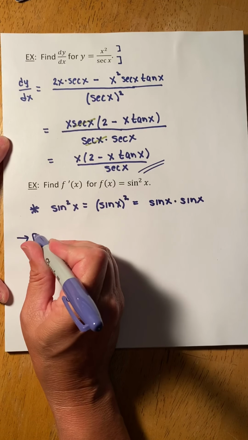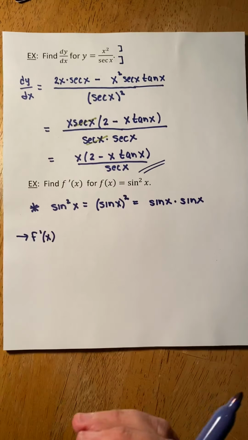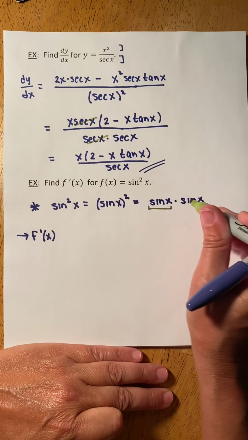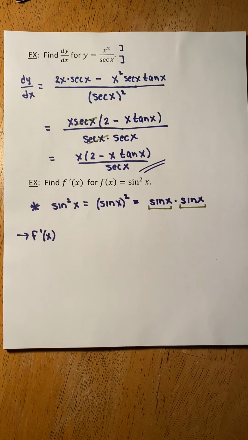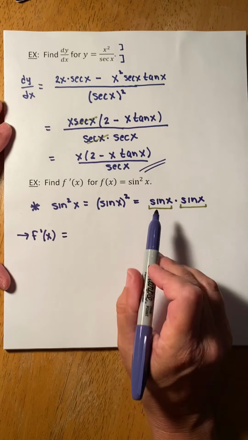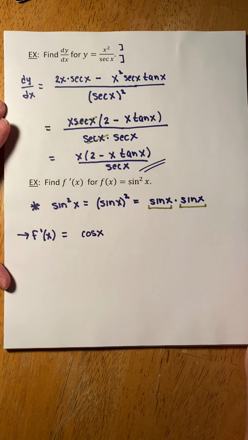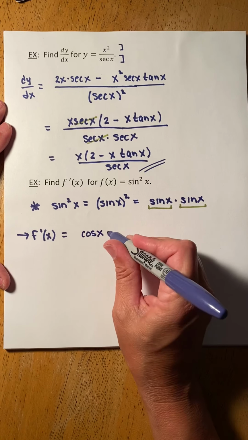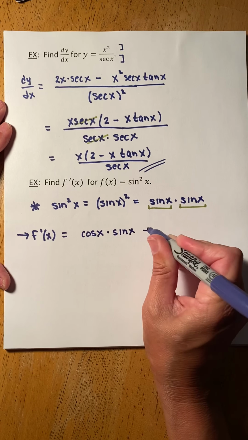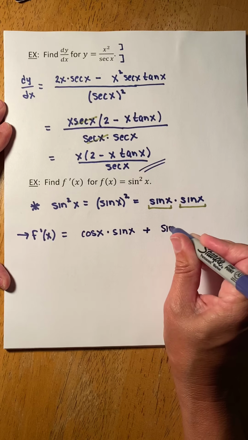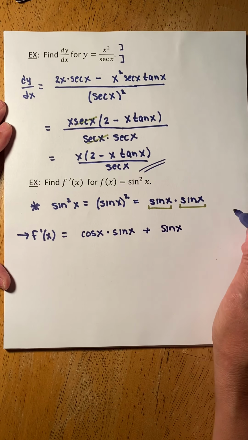So for the derivative, we're going to apply the product rule. Whenever we have a product, the product rule says, take the derivative of the first function times the plain old second, plus the plain old first times the derivative of the second.